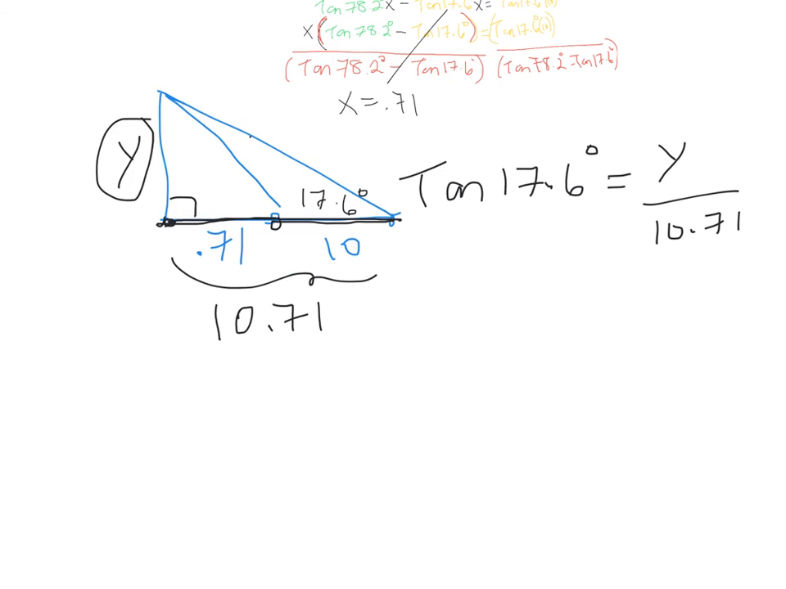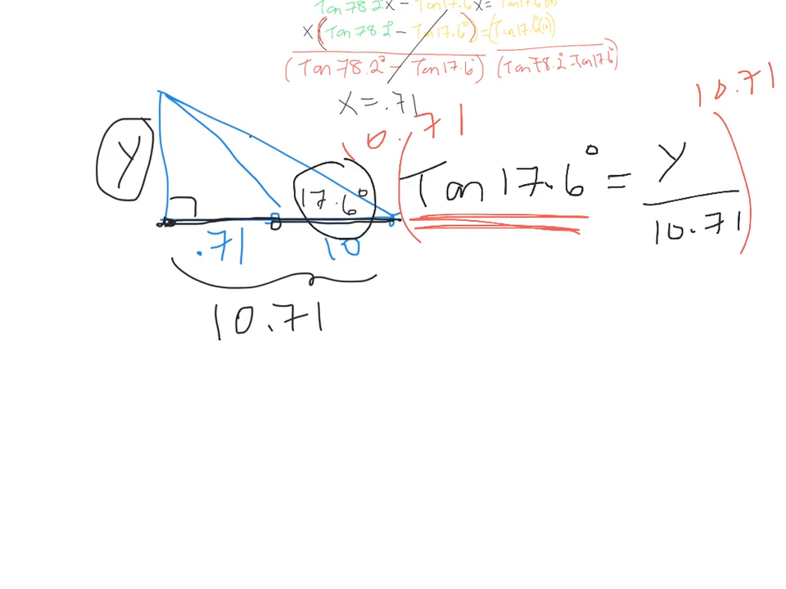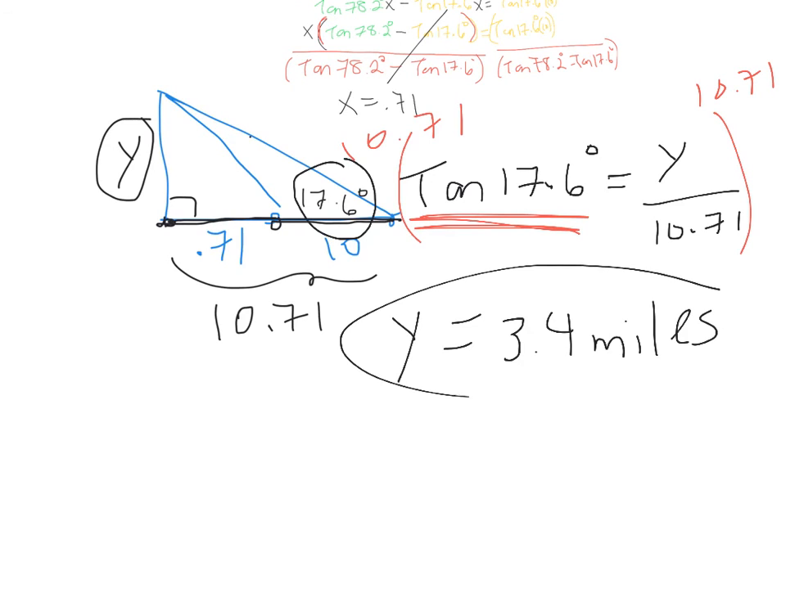So then if I'm trying to find y, I'm going to say the tangent of this angle, the big blue triangle, is opposite y over adjacent 10.71. Then we're going to multiply by 10.71. Make sure your mode's in degrees. Just be careful, if it said the angle was 2, your mode would need to be in radians. So then we end up seeing that y is equal to 3.4. Our units are miles. So that's how high the balloon is, final answer.